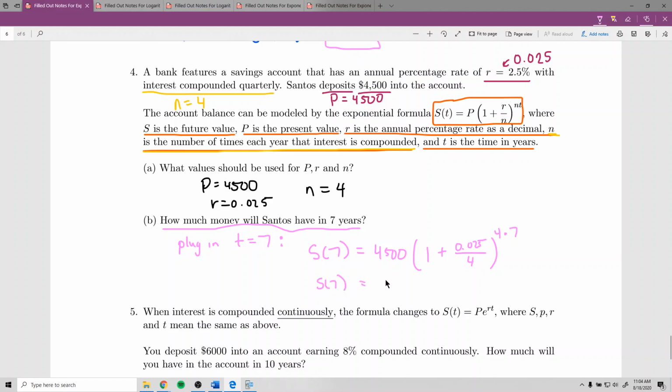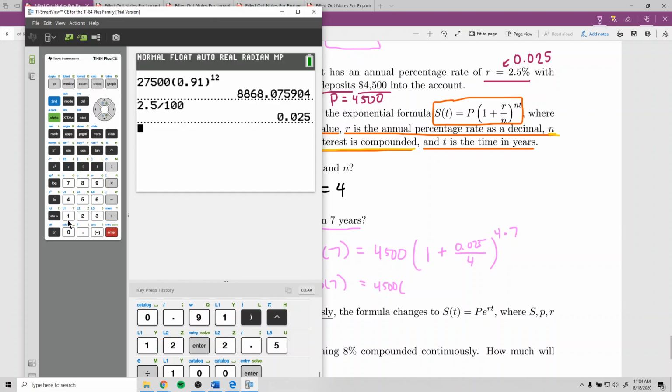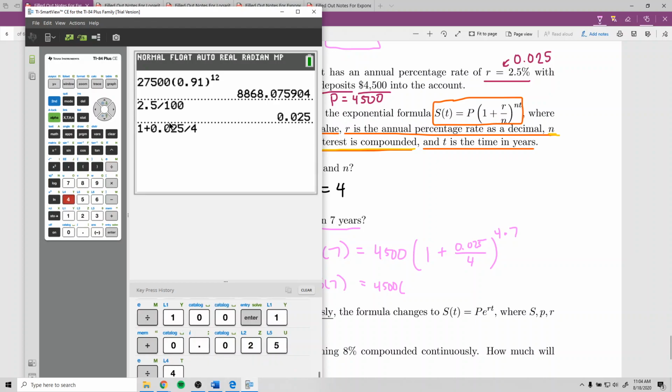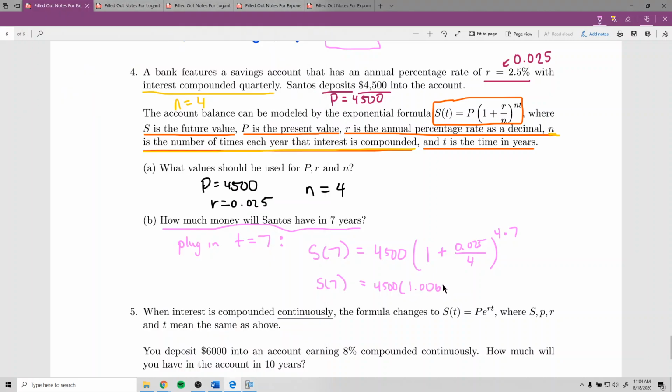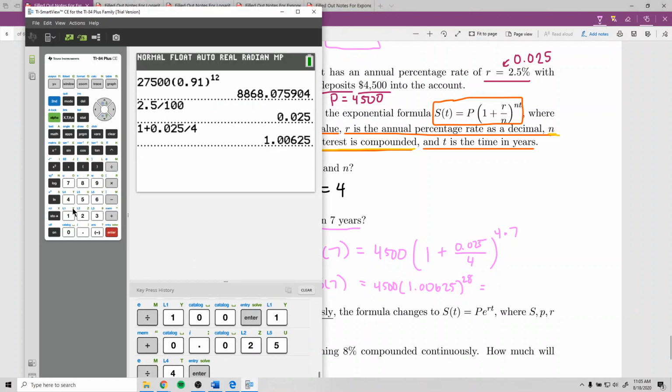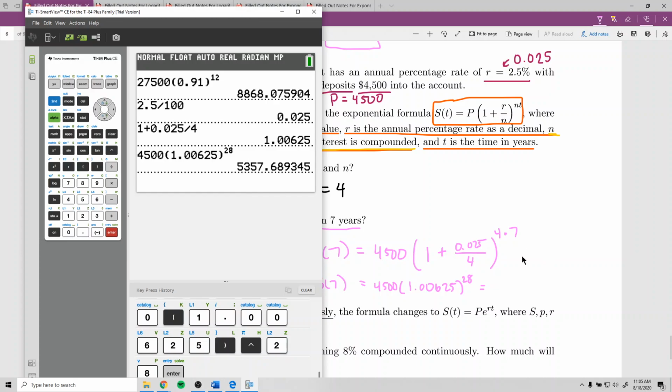Now, you might want to simplify it a little bit before you type it all in the calculator. So I'm going to simplify the inside here. 1 plus 0.025 divided by 4. The way this is written is exactly what I want because I didn't put parentheses around it. We get 1.00625. And then 4 times 7 to the power is 28. And now this looks a lot like what we were typing in before. So let's do that. 4,500 times 1.00625 raised to the 28th power. And we got $5,357.69.